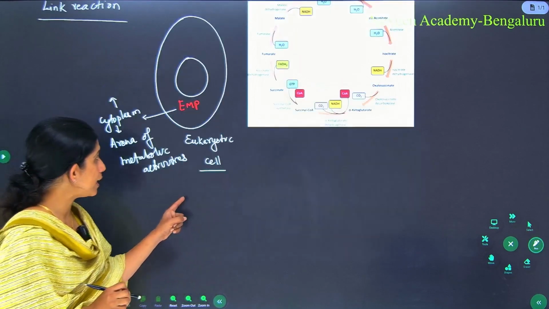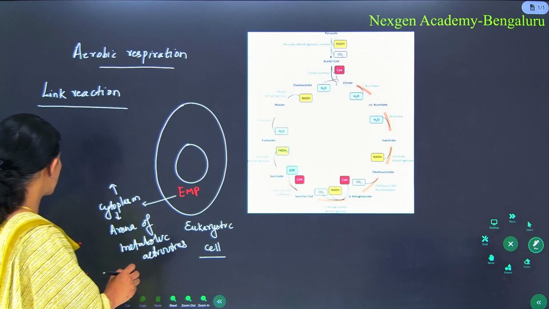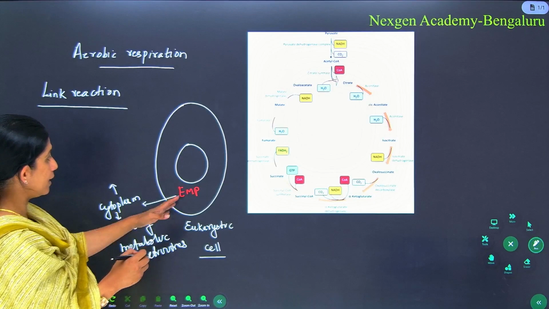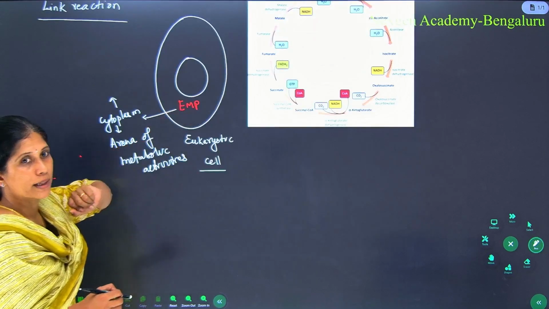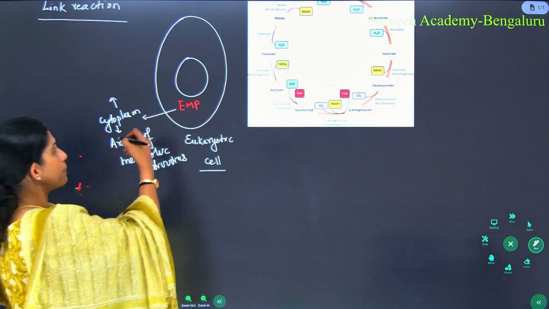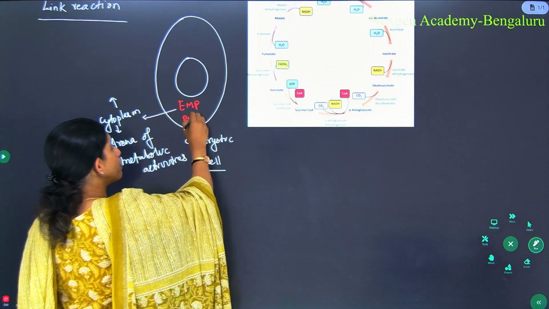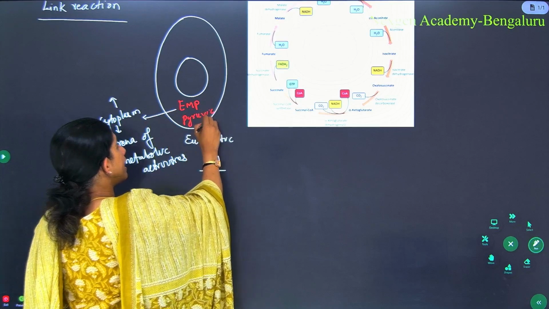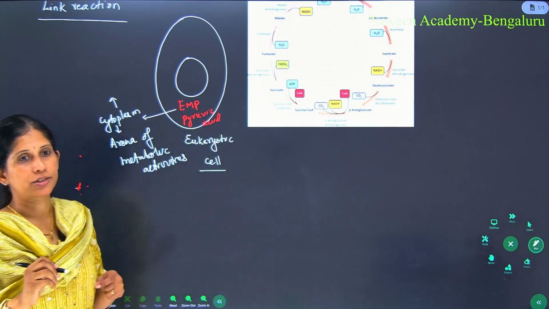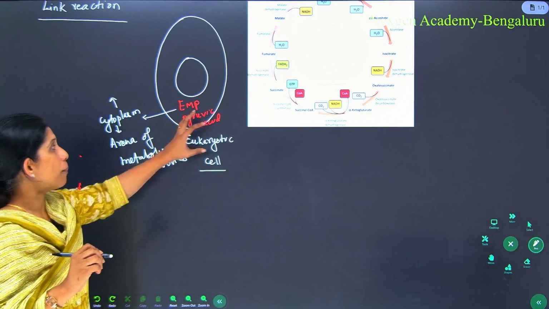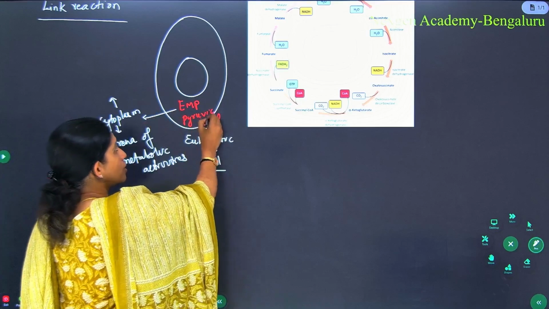So the initial EMP pathway or glycolysis occurred in the cytoplasm, right? Once the EMP pathway is completed, what has been produced as a result? Pyruvic acid, or you can also call it pyruvate. It is just acid and base, right? So pyruvic acid was the byproduct. Now this is a partial oxidation product.